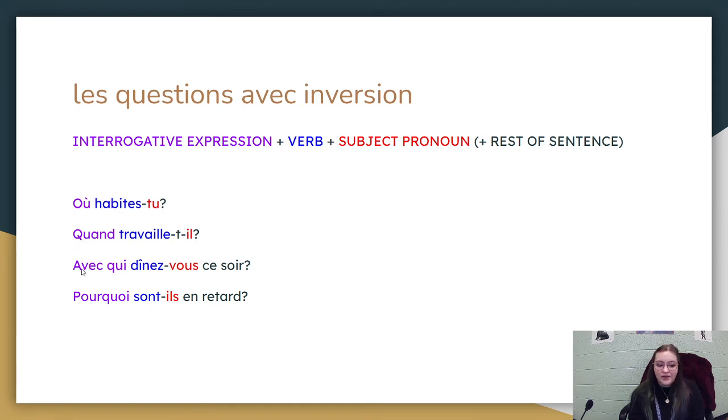Avec qui? With whom? Dînez-vous ce soir? Like, with whom are you eating dinner tonight? And then, pourquoi sont-ils en retard? Why are they late? Pretty simple. Nothing much changes in information questions. You just have to remember to put that interrogative expression right at the beginning, so your question words usually.